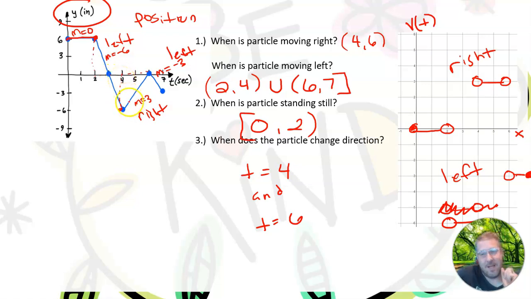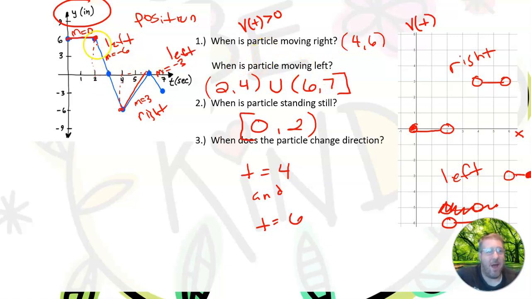So it's velocity that determines that you're moving right. If your velocity is greater than 0, then you're moving to the right. And your velocity is moving to the right when your position is increasing. So your average rate of change has to be going up. So that's only from 4 to 6.